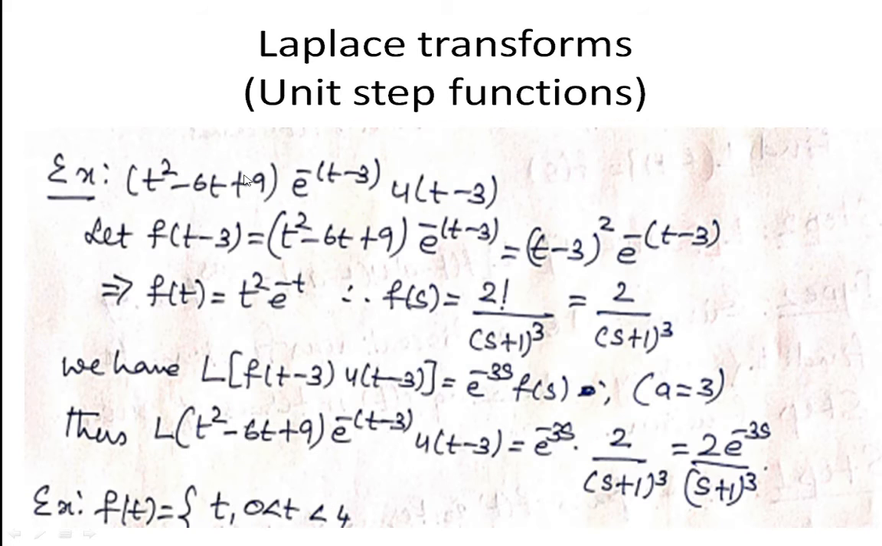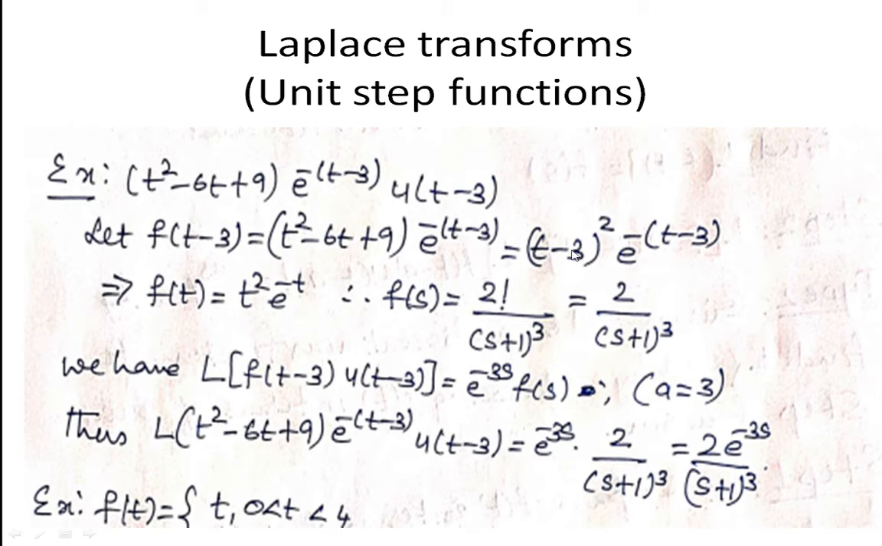Next example, f of t minus a, this term is equal to t square minus 6t plus 9 into e to the power minus t, into u of t minus 3. Can you give me the value of a? Yes, a is equal to 3. Then the first two terms shall be kept in the square bracket, and outside it is u of t minus a. Okay, you are getting my point? Yes, this much. Therefore, t square minus 6t plus 9 into e to the power minus t is f of t minus a. What is a? A is equal to 3.